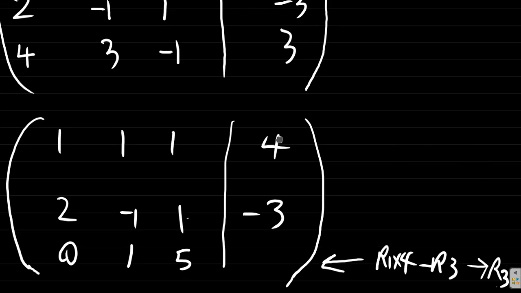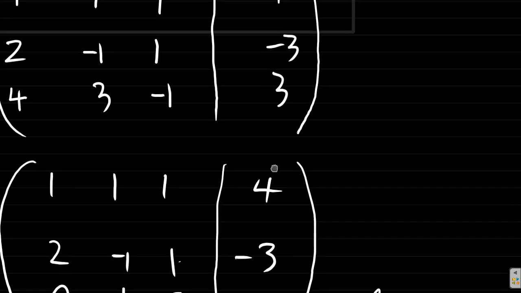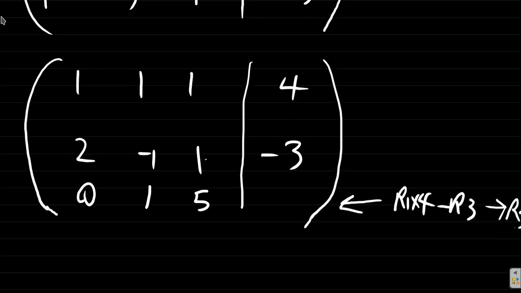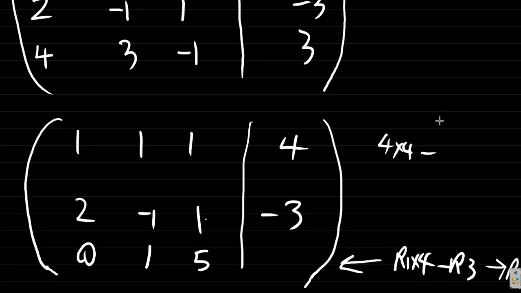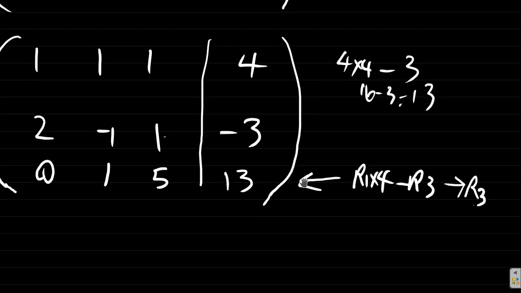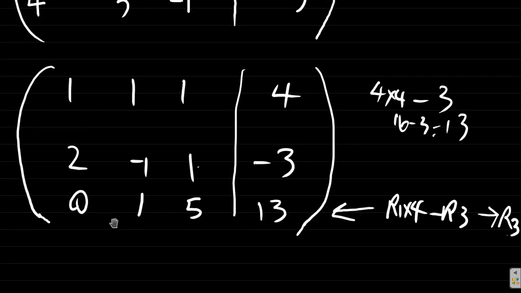And then row 1, in the fourth column, row 1 has a 4. So row 1, 4 times 4 minus row 3. What was row 3 again? 3. 4 times 4 is 16. 16 minus 3 is what? 13. So 13 would come here. Alright? So here, you got a 0.